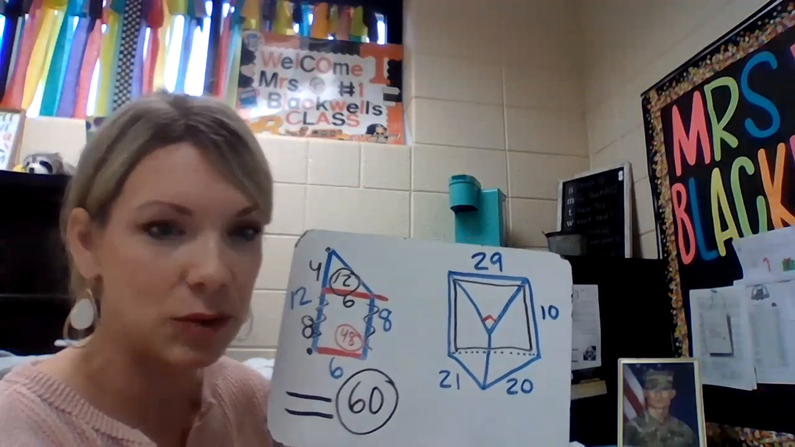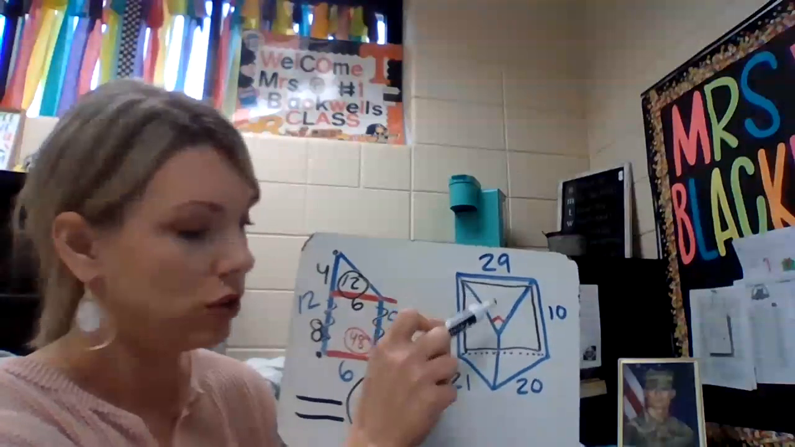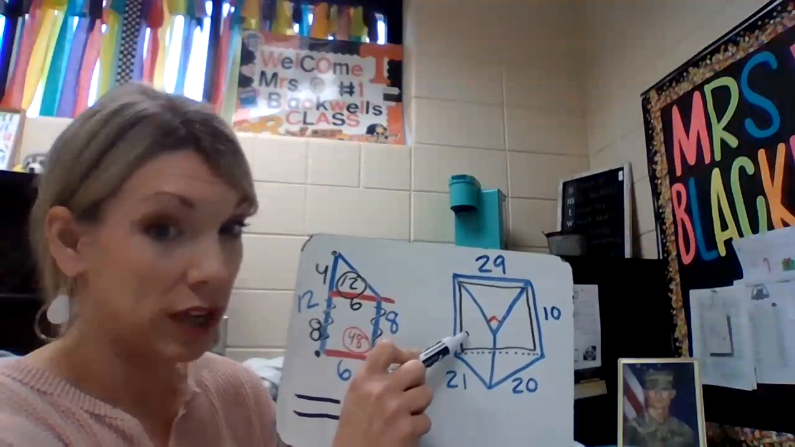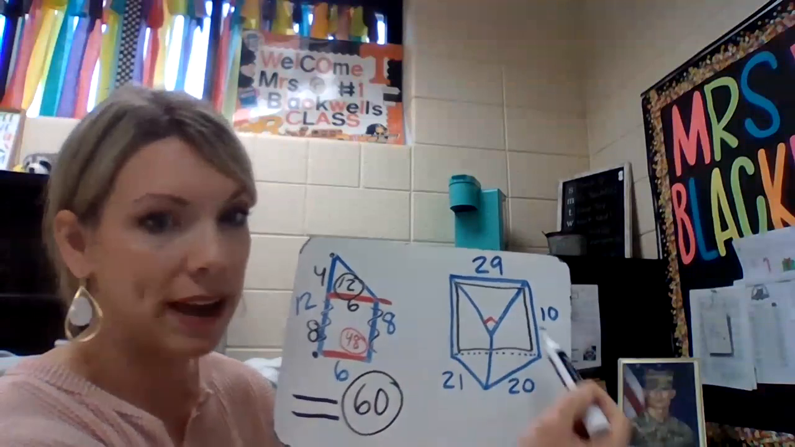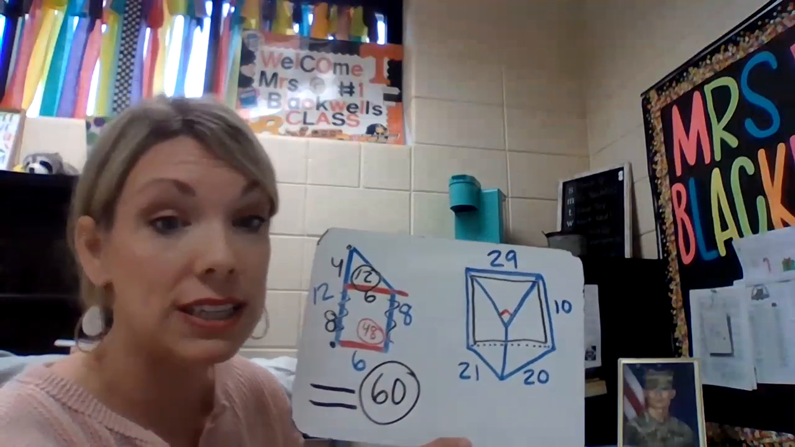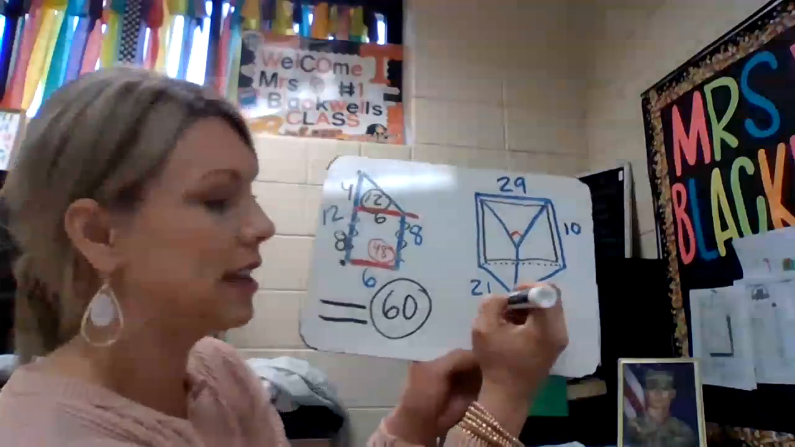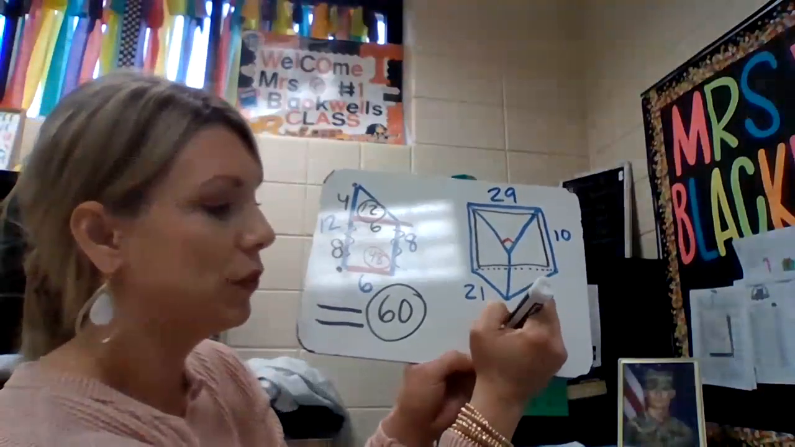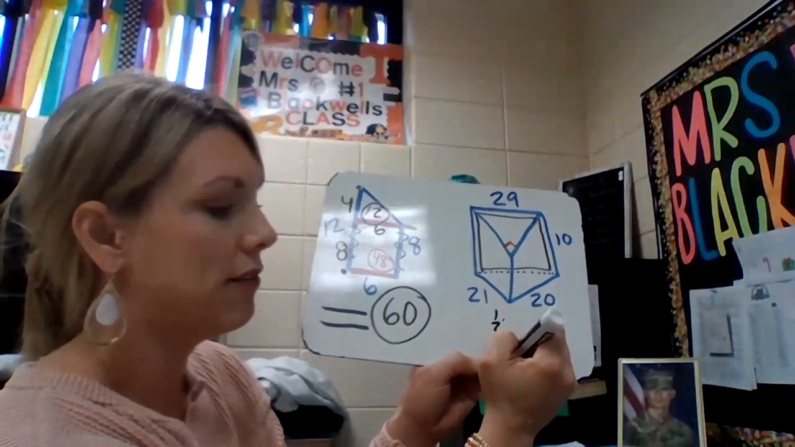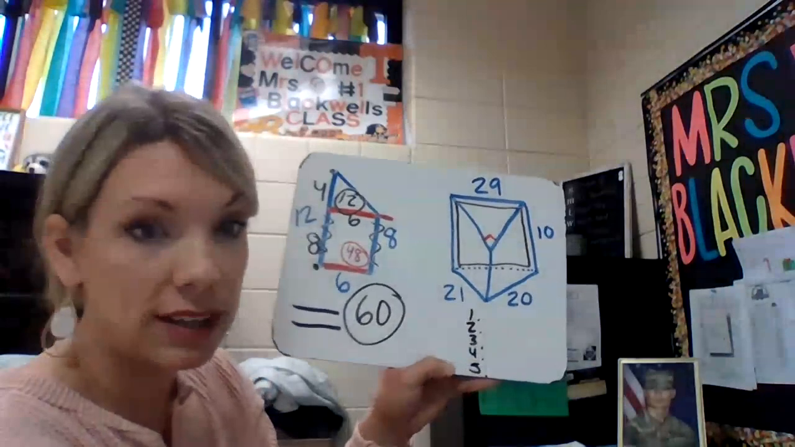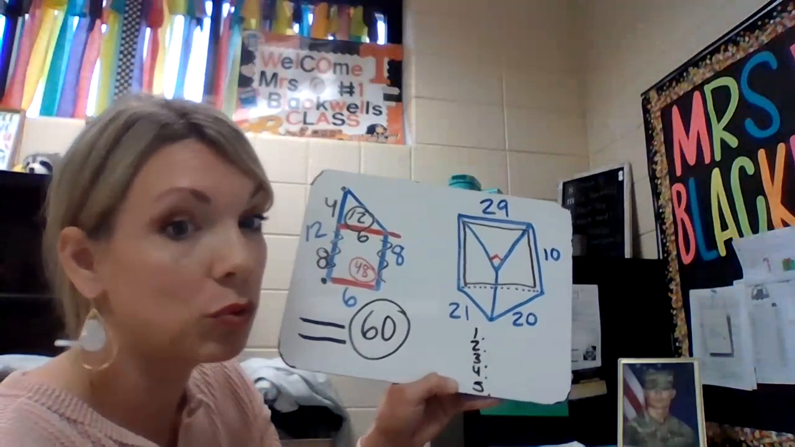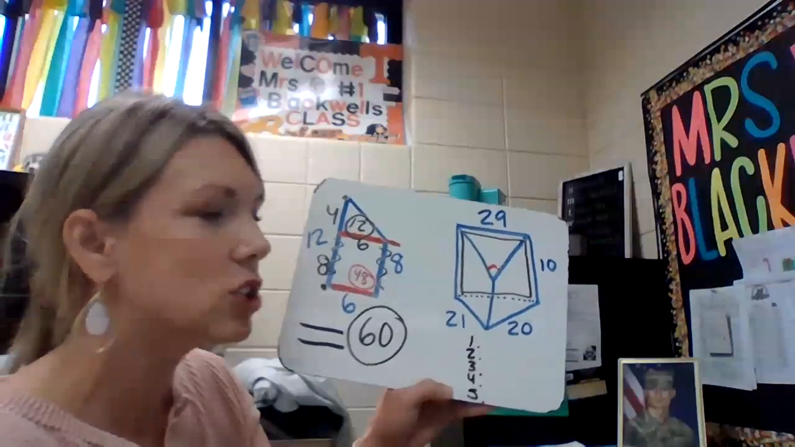So how many faces did we count? 1 triangle, 2 triangles, 3, 4, the back makes 5. So that means you need to count 5 faces. So I would come to the bottom and say 1, 2, 3, 4, and 5. That way, every time you find an area of each face, you can write it down. So let's look at the triangles first.